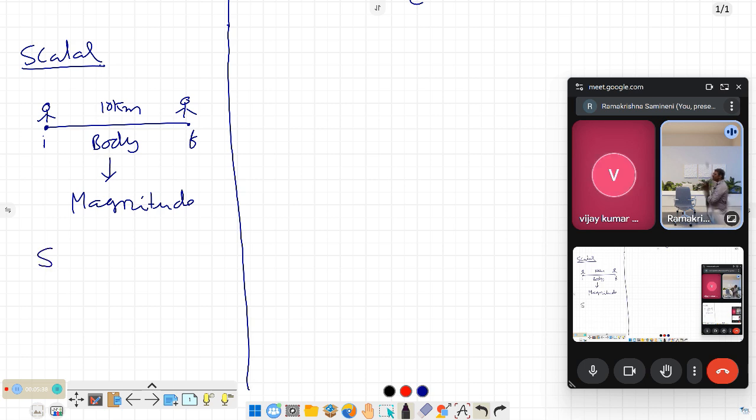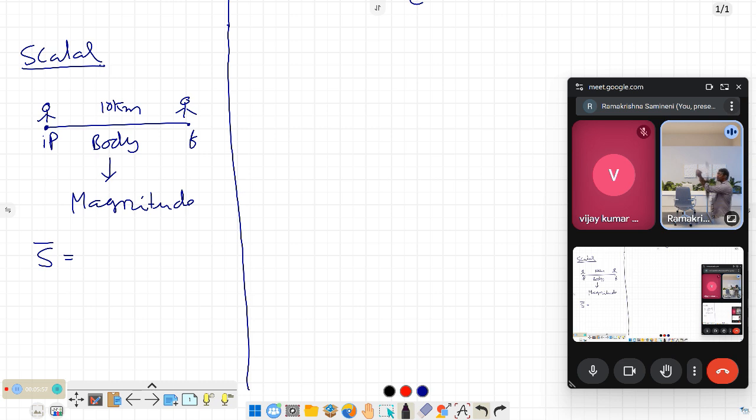I am representing that with S bar. I am writing S bar, which is equal to, where S is distance and the bar indicates the quantity, and we represent it like this. If you want to represent it exactly, you take this one as P.